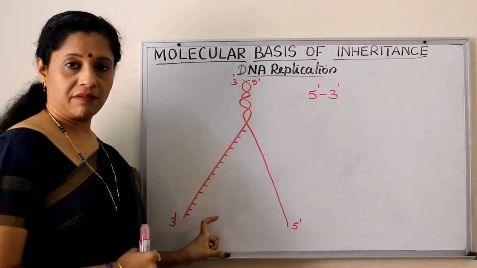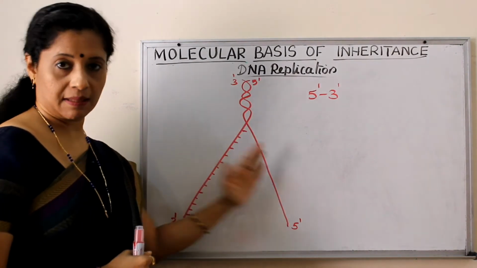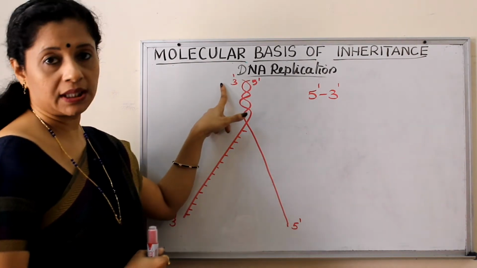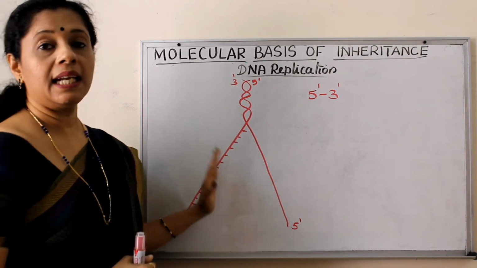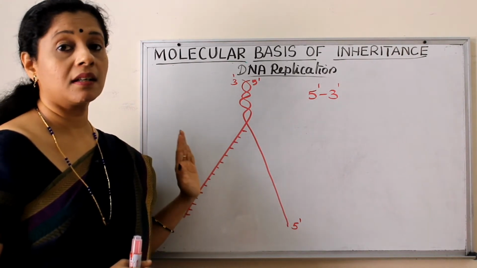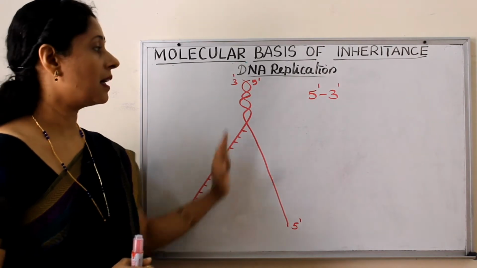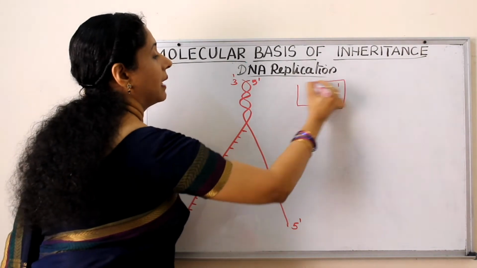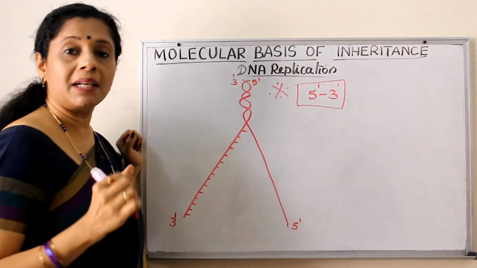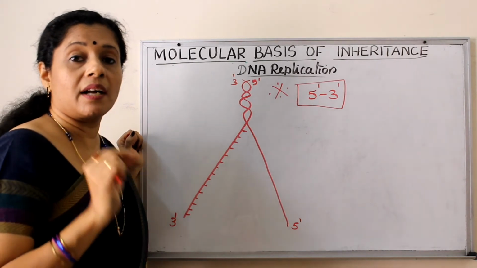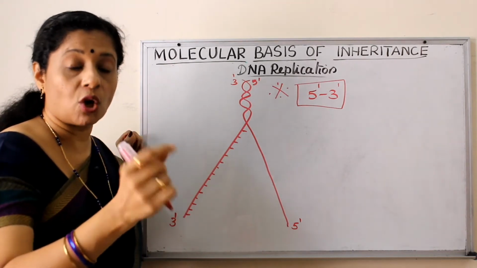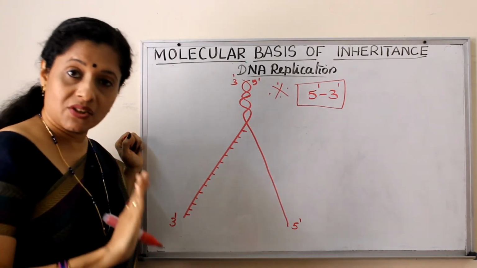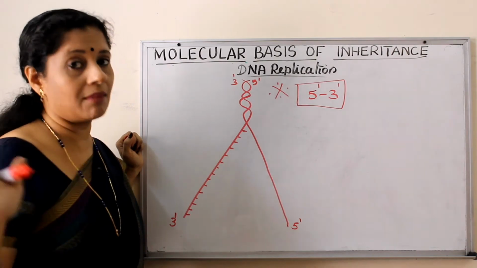So this is the replication fork. We know that there are two strands which are separated now. This is 3' to 5'. The other one is 5' to 3'. So we know that DNA dependent DNA polymerase enzyme is the enzyme that catalyzes this whole process. But the new strand is formed only in 5' to 3' direction. This is very important. You remember it as a thumb rule. Always a new strand forms in the 5' to 3' direction, or the polarity of the new strand is 5' to 3'. Whether it is replication or transcription, the same rule follows.